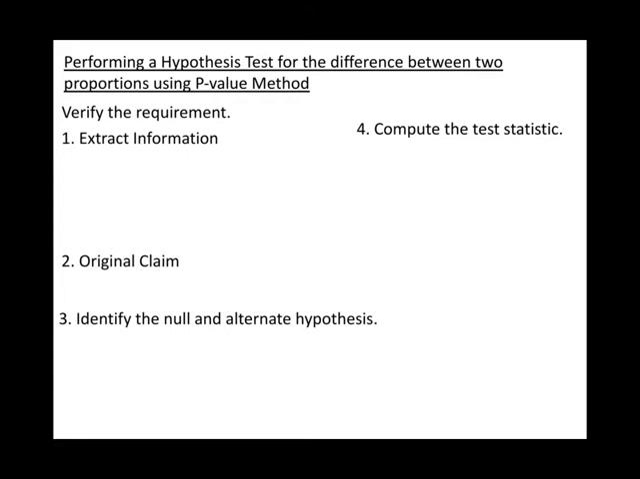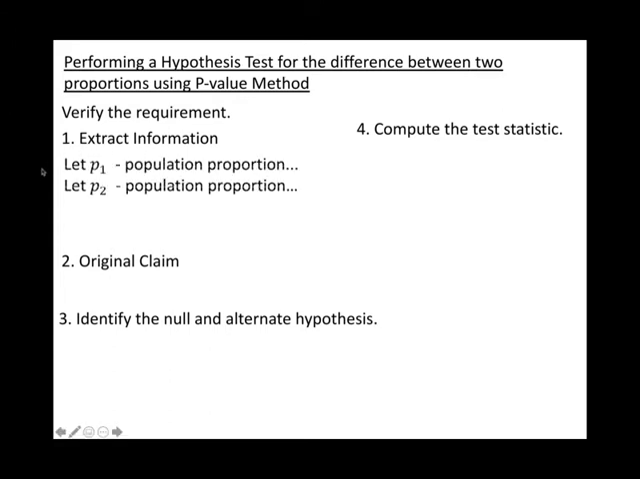Okay, performing a hypothesis test for the difference between two proportions using the p-value method. So just like chapter 8, we have the p-value method and the critical value method. So first step, verify the requirements. Okay, number one, extract the information. First step for chapter 9, write down which one is going to be your P1 and which one is going to be your P2. One more time, this P stands for the population proportion. Okay, this is talking about the population proportion.